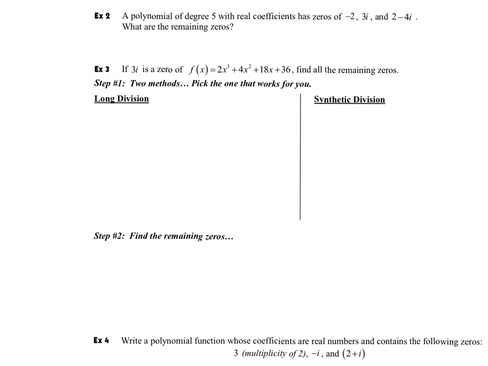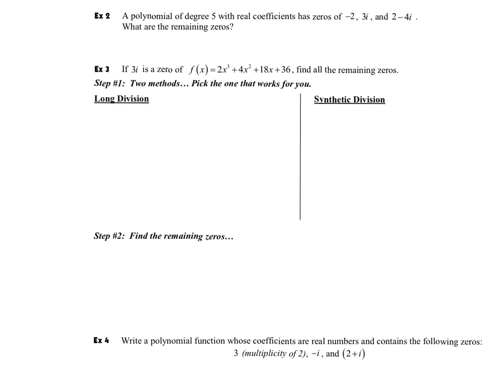All right, sample number 2, this one's going to go pretty fast. It says a polynomial of degree 5 has real coefficients, and it gives us the following zeros: -2, 3i, and 2 minus 4i. What are the remaining zeros? Well, we know that if it's a degree 5, there need to be 5 zeros.